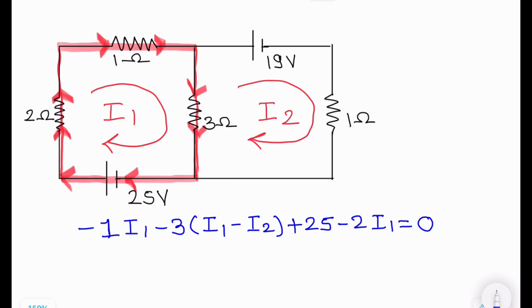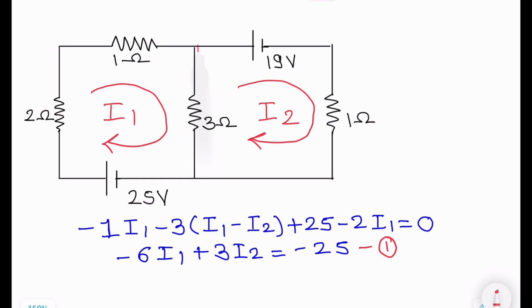If you open this bracket and write down the equation in proper fashion, it will become minus 6 I1 plus 3 I2 equals minus 25. This will become your first equation in the two simultaneous equations.